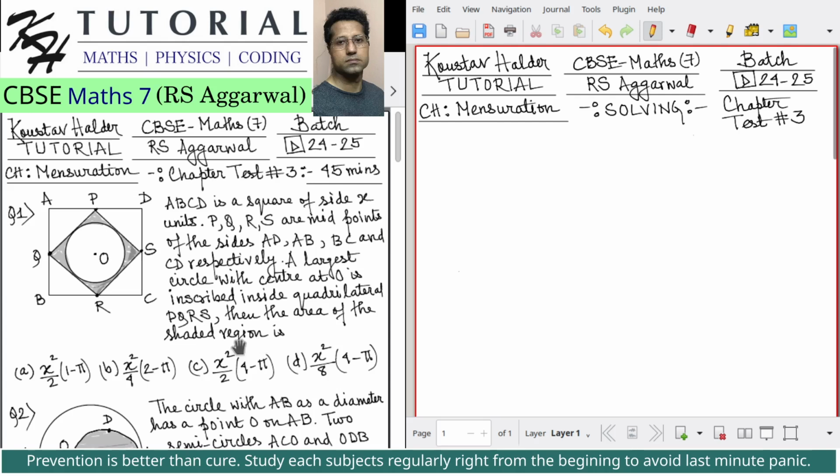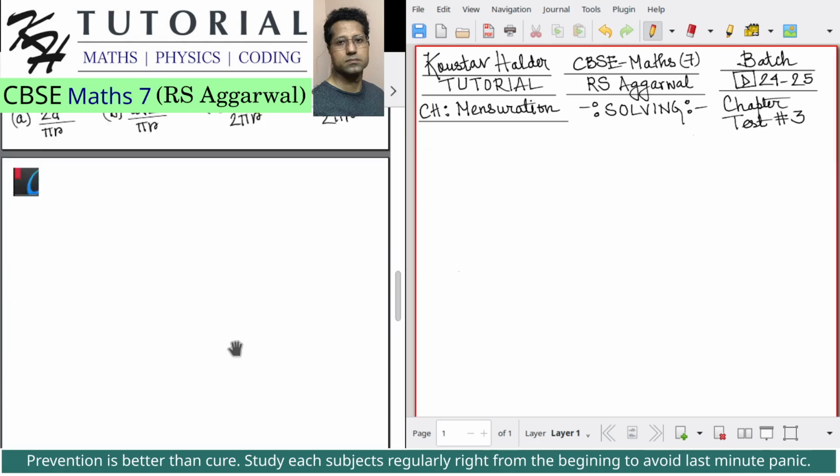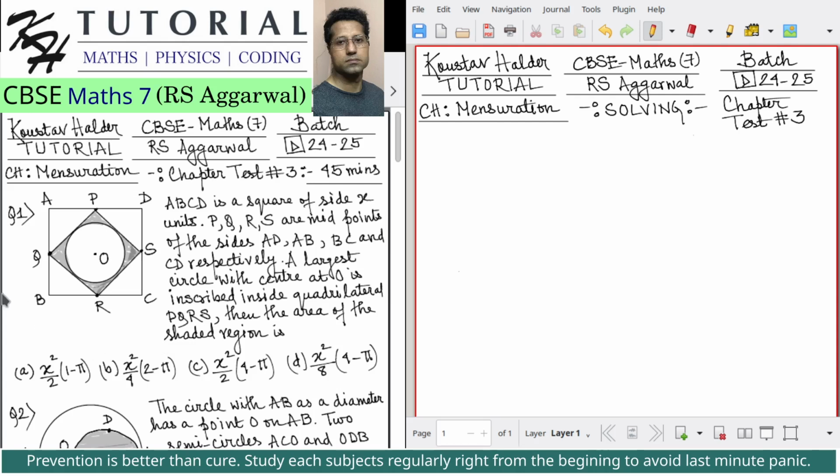Okay, so on the left hand side I have the chapter test number 3 problems. There are 10 questions. I hope the fonts are big enough so that you can see them properly. On the right hand side I will solve the problems. The link of the PDF of the chapter test number 3 will be there in the description below.